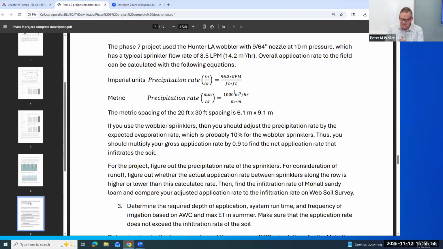Okay, so for instance, here I'm recommending using a Hunter LA wobbler for the pecan orchard. If nobody else is using a Hunter LA wobbler for a pecan orchard in Arizona, I'm not going to put one in. I'm going to do whatever somebody else is doing. I'm only recommending the Hunter LA. I think I've seen them out in the farms under trees, so I think they are being used.